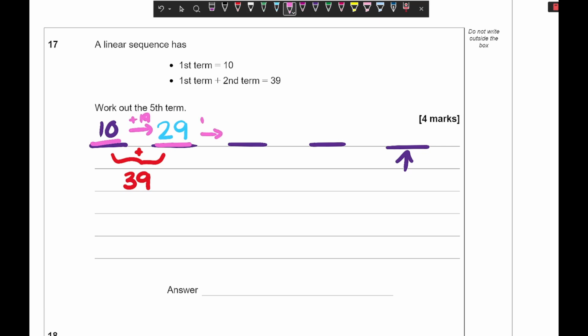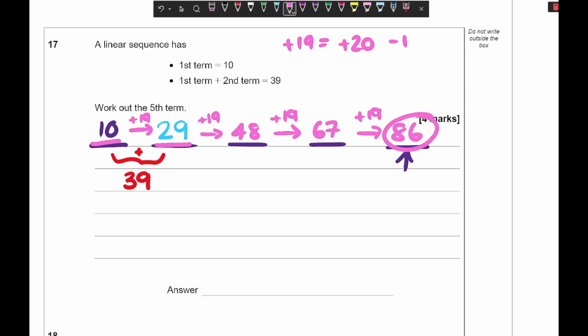So that means to get from one term to the next, I need to add 19. Now the easiest way of adding 19 is to add 20 and then take away 1. And so that's what I'm going to do. So 29 plus 20 is 49, take away 1 is 48. 48 plus 20 is 68, take away 1 is 67. And 67 plus 20 is 87, take away 1 is 86. So my answer then is 86.